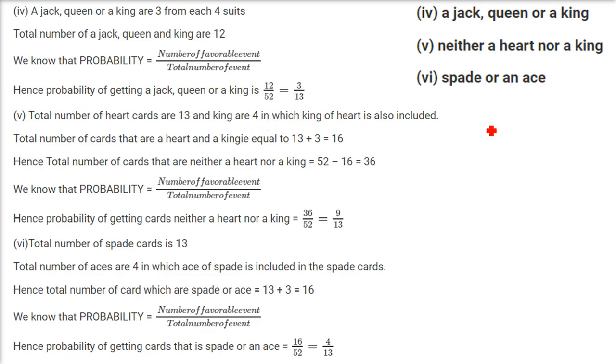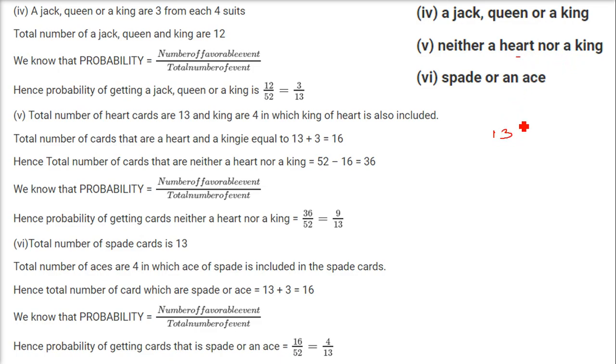What we can do here is, first of all, neither a heart nor a king. How many hearts are there? Let me tell you that the total number of hearts is 13. It should not be a king also. So hearts and the total number of kings.